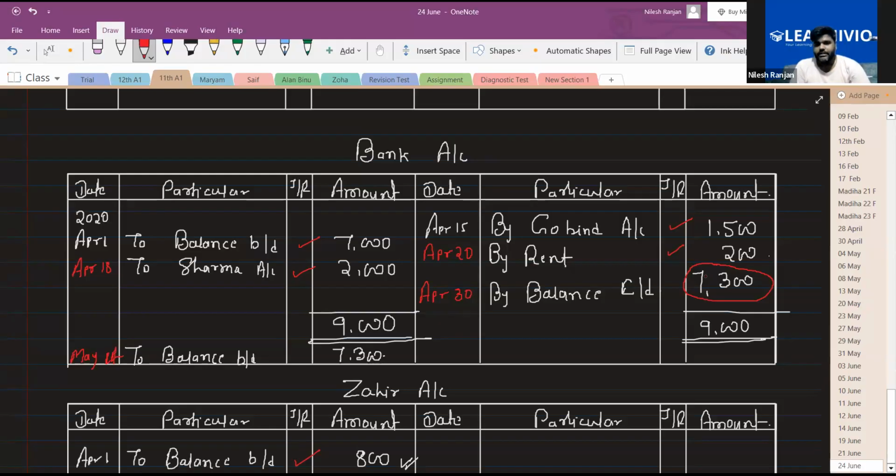Then whichever is higher, we have to write it on both sides, 9,000. Then balance will be calculated by deducting the lower side total from the higher side. So on the credit side, it is 1,700 and the higher total is 9,000. So 9,000 minus 1,700 is 7,300.